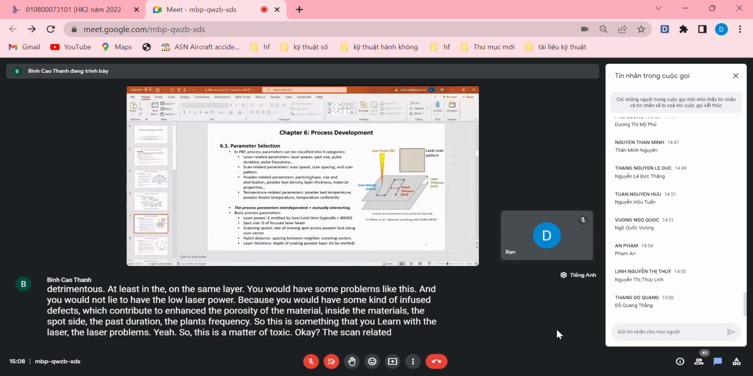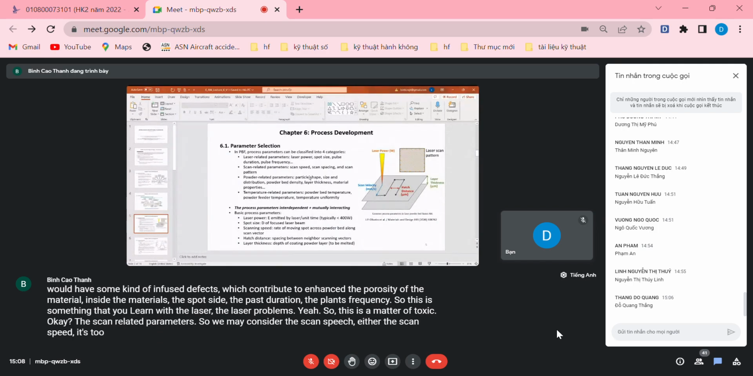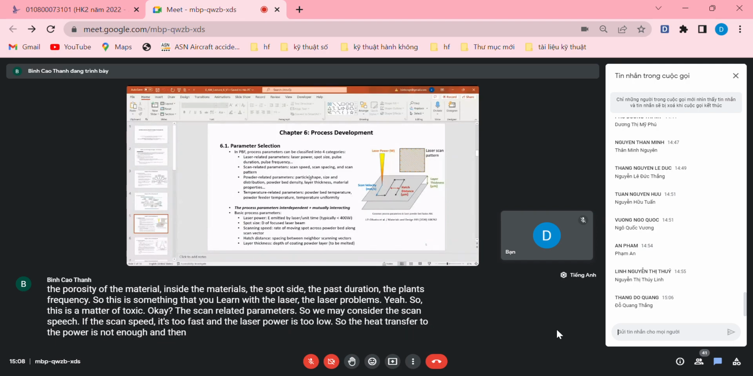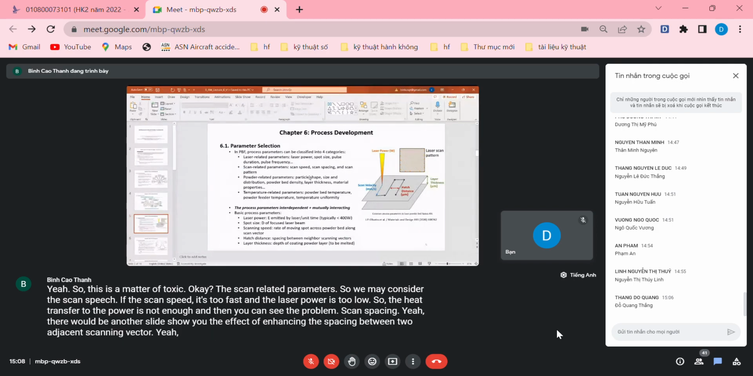Scan-related parameters. So we may consider the scan speed. If the scan speed is too fast and the laser power is too low, the heat transfer to the powder is not enough, and then you could see the problem. Scan spacing. There will be another slide showing you the effect of enhancing the spacing between two adjacent scanning vectors. Scanning pattern also affects the properties of the material.